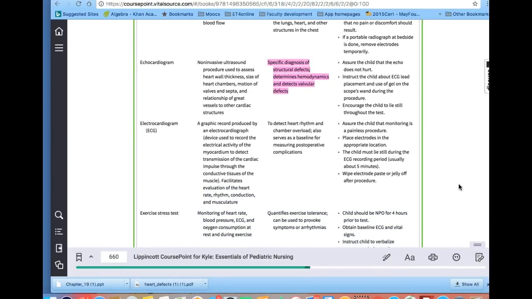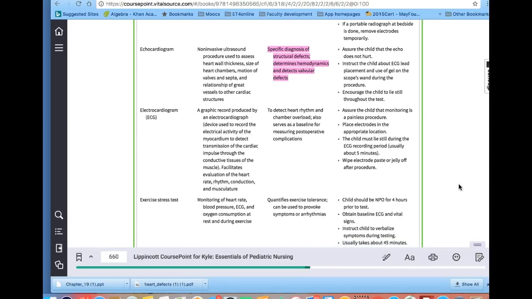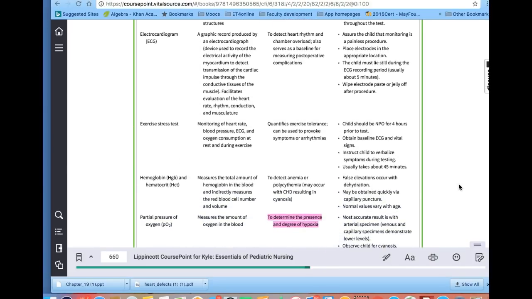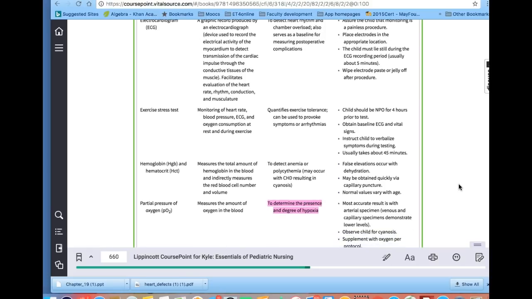An EKG, or ECG, sorry. If a child comes in with chest pain, of course you want to get an EKG. It's going to show you conduction issues, rate, rhythm, etc. Exercise stress test, you don't really see that a lot in kids, but it can be used. H&H can determine polycythemia, which is an effect of congenital heart disease. So we'll talk about that when we talk about congenital heart disease as well.